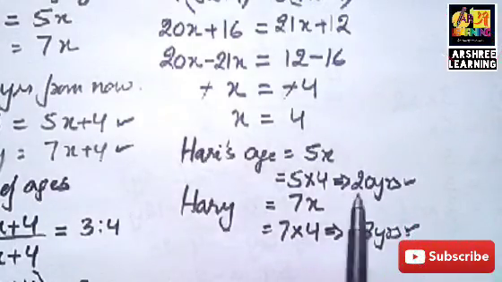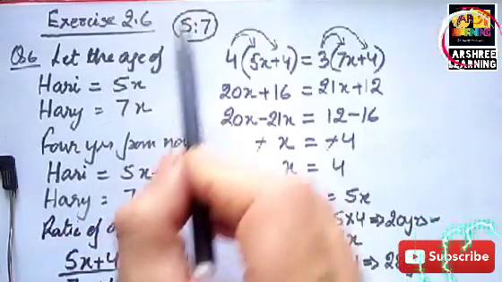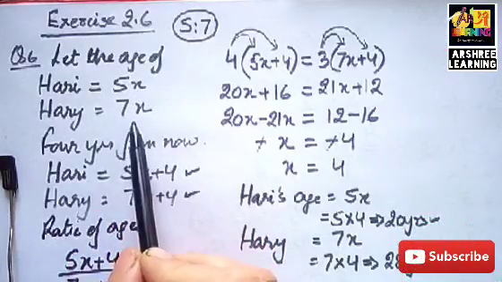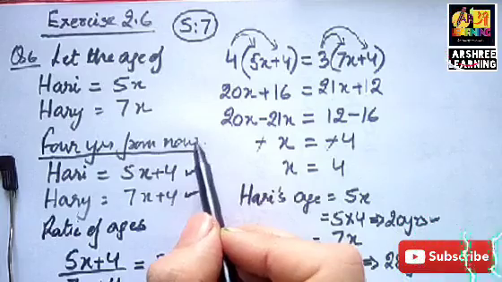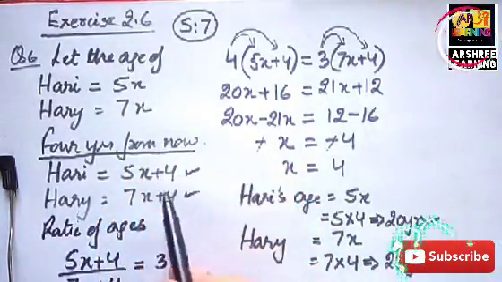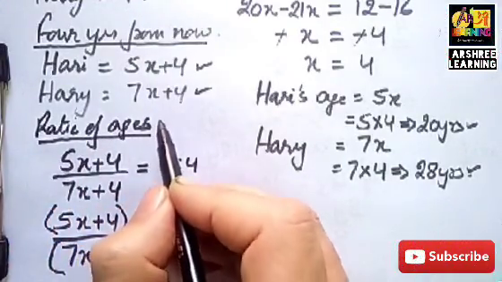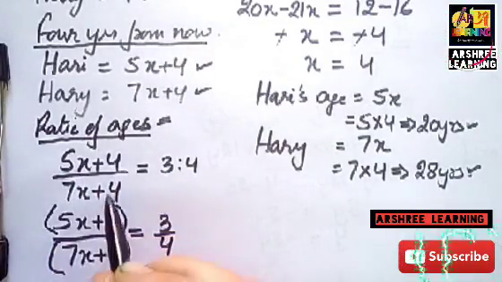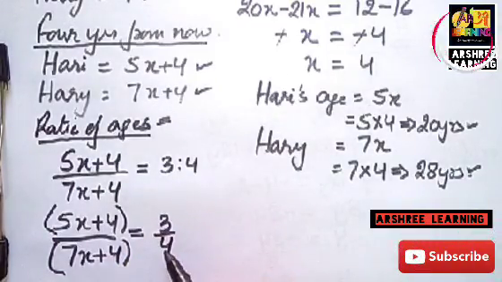So let's quickly revise. The age of two people is given in ratio form. Since it is in ratio form, let the age of both be 5x and 7x. Then it is given 4 years from now. 4 years from now means after 4 years. So after 4 years their age will become plus 4. So 5x plus 4 and 7x plus 4. Then it is given compare the ratio. Find the ratio of both. So ratio of both means 5x plus 4 and 7x plus 4, written in ratio form is equal to 3 ratio 4, which means 3 upon 4.